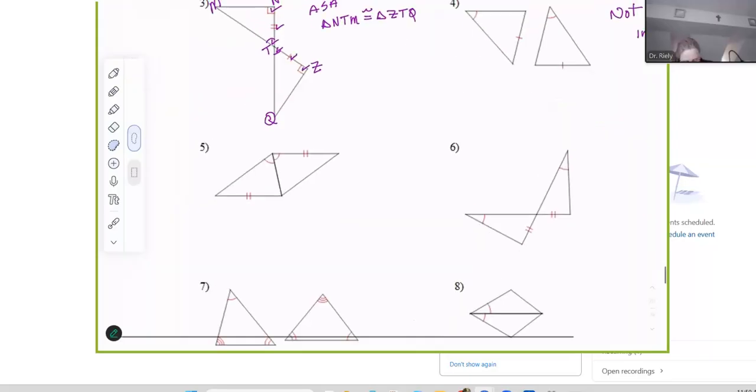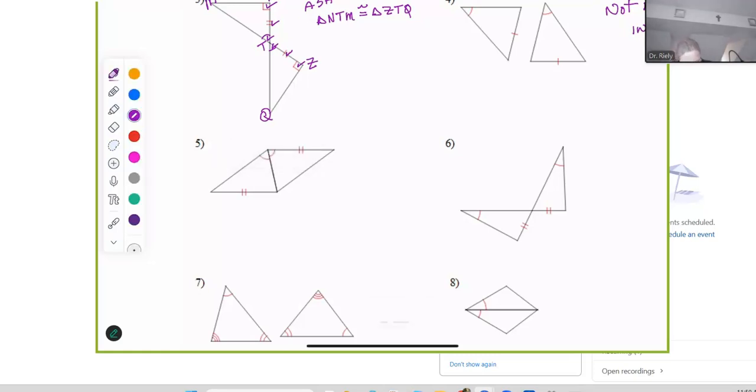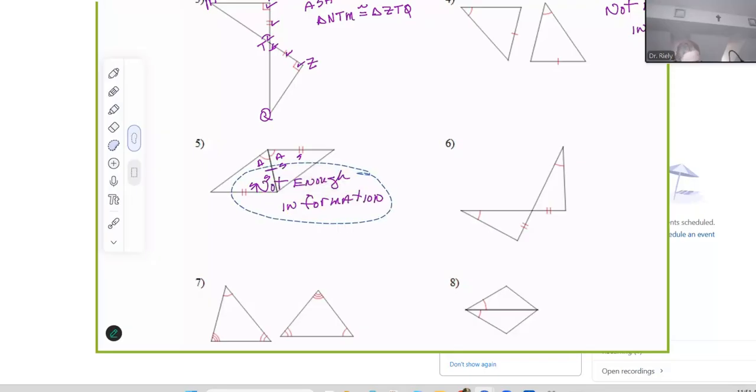Okay, let's look over here for number 5. If I mark this side equal, let's see what happens. I have angle, side, side. So here I have angle, side, side, and here I have side, angle, side. So nope, they don't match. So therefore, I can say not enough information for that one as well.